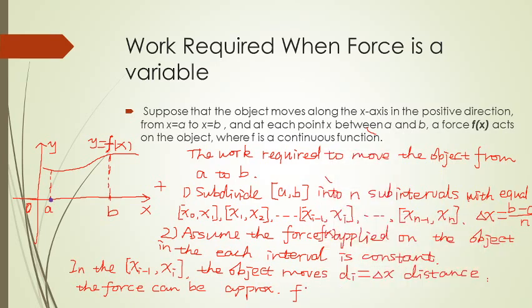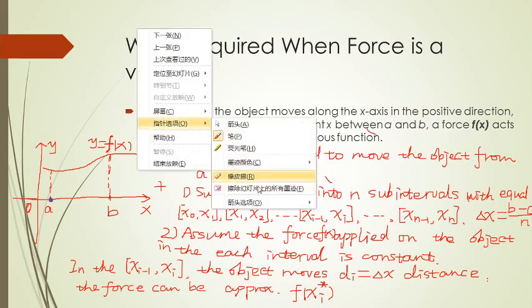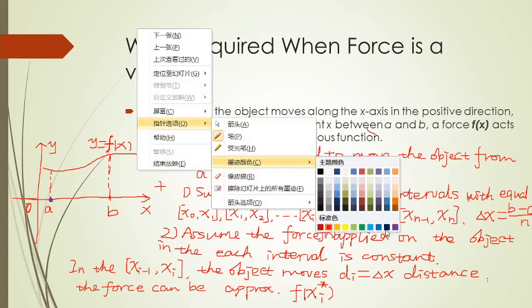What does xi star mean? Xi star is the sample point, right? Xi star is the sample point in the i-th subinterval, which means you can choose any value. So we can take this one as a constant, and we understand that actually in the i-th interval the force will change, right?